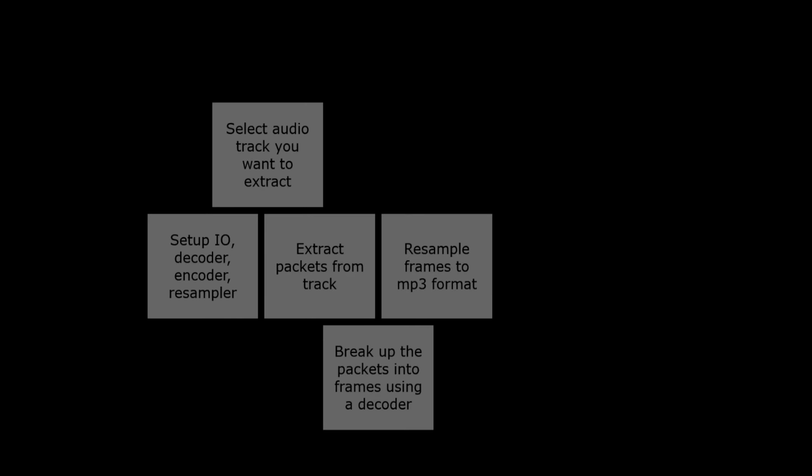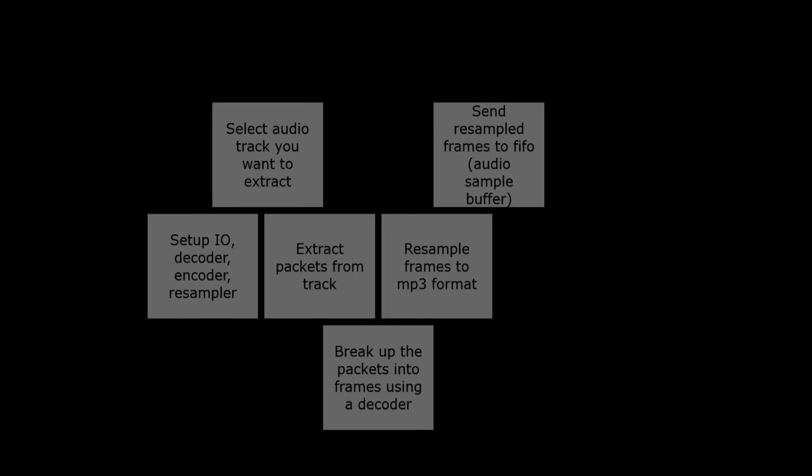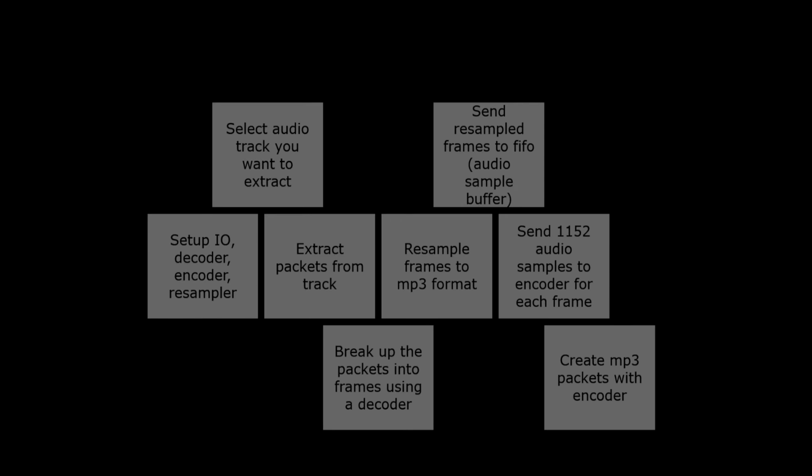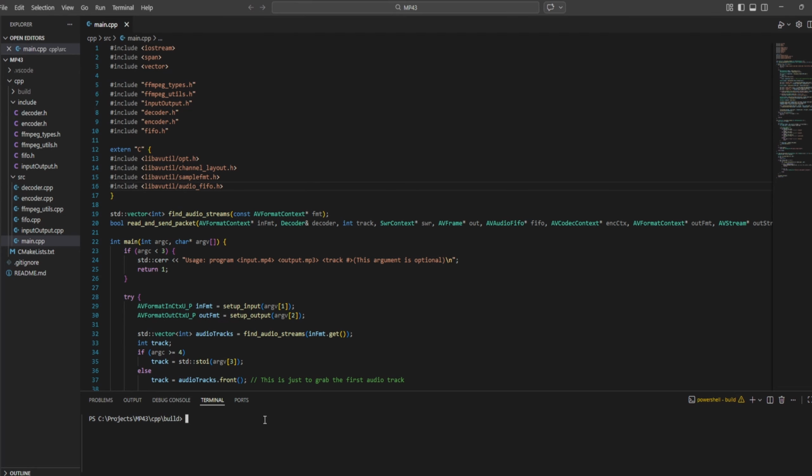Okay, so it turns out that I skipped a step. I need to make sure the encoder can actually handle the frames. I need to send the resampled frames through an audio FIFO so that my encoder gets the exact amount of samples needed for MP3, which is 1152 samples. Alright, after some trial and error and breaking my keyboard, I finally recreated this ffmpeg CLI command with the API.